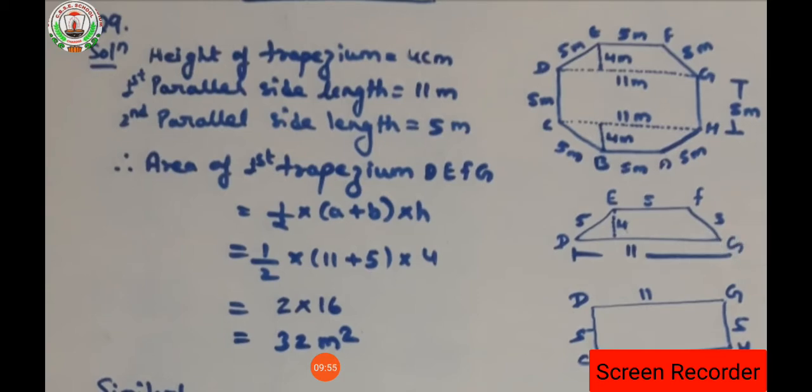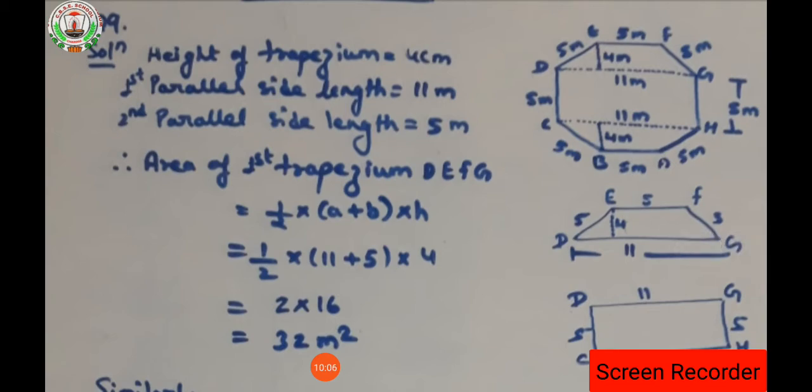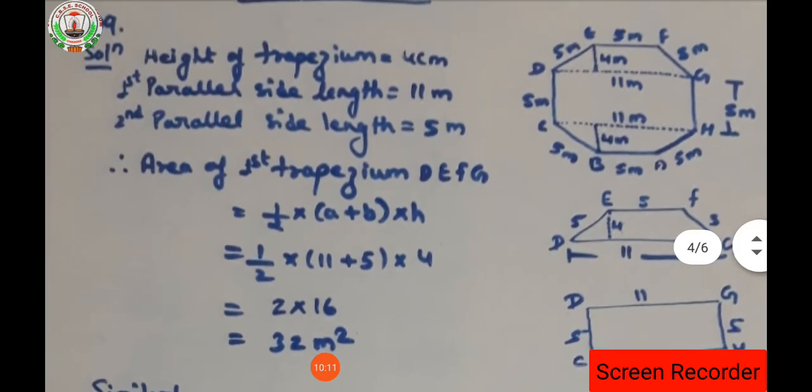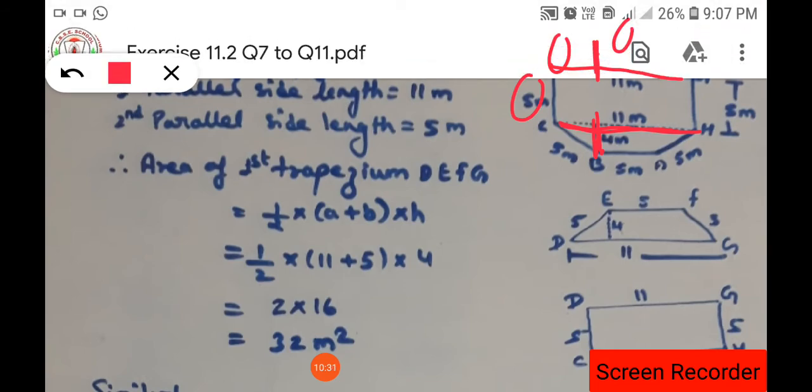So I had given the name A, B, C, D, E, F, G, H to the octagon. Now here it is asked to find the total area of this octagon. Since the base, that means the value from C to H and D to G, is given as 11 meter, and one of the heights is given as 4 meter, as well as the side everywhere it will be 5.